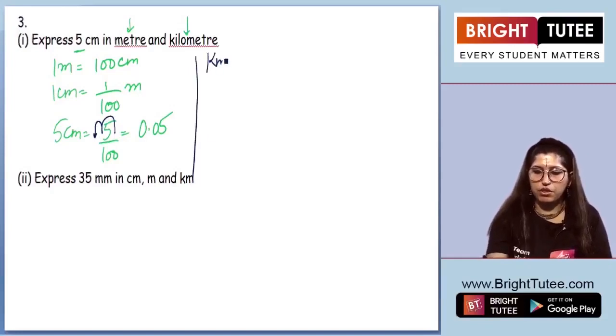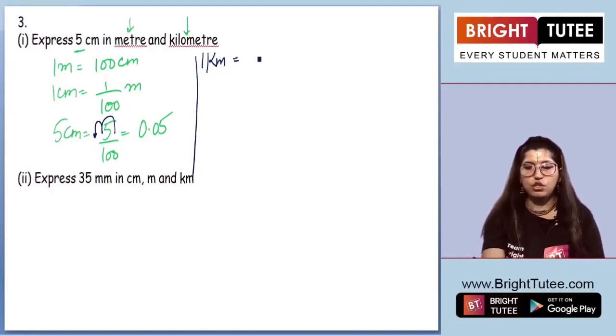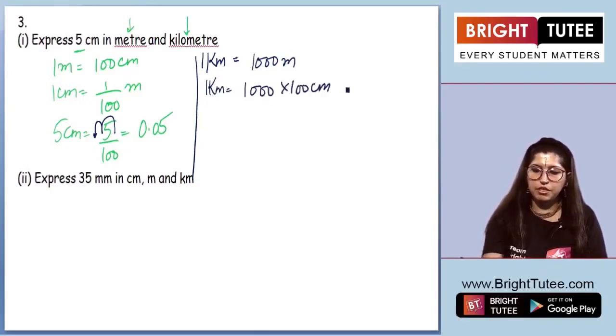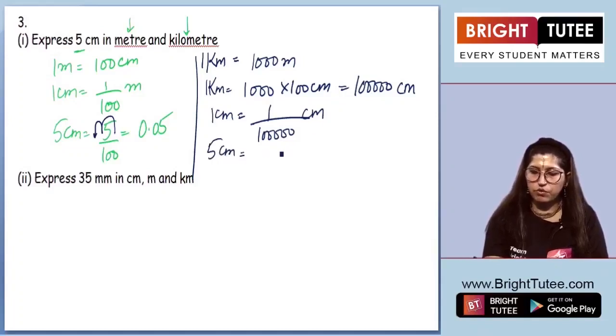And if I talk about the relation between kilometers and centimeter, so 1 kilometer equals 1000 meter, and we know 1 meter equals 100 centimeter. So 1 kilometer will be equal to 1000 into 100 centimeter, which will be 1 lakh centimeter. So 1 centimeter is equivalent to 1 upon 1, 2, 3, 4, 5 zeros centimeter. So now what will be 5 centimeter then? It will be 5 upon 1, 2, 3, 4, 5 zeros.